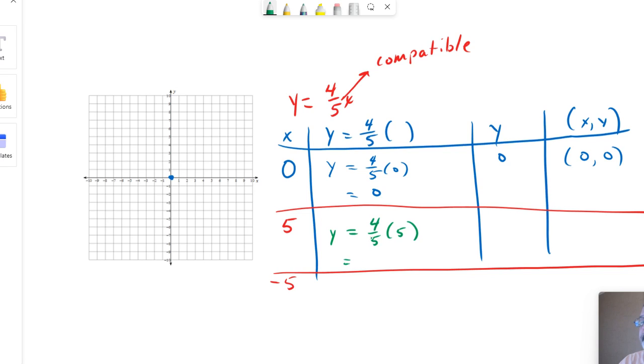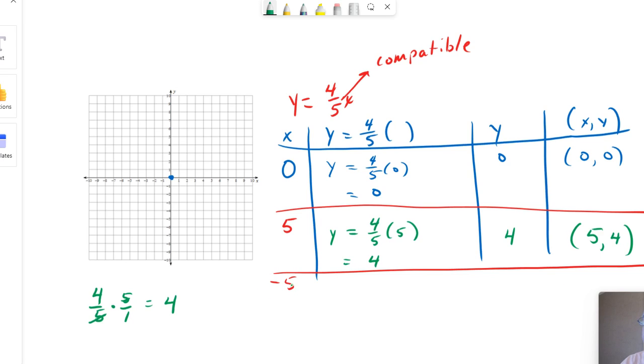And so now what's 4/5 times 5? Let's come over here to the side. We got 4/5 times 5 over 1. Look at that. Those 5's cancel. That's what I want, because that gives me a whole number value, 4 over 1, which is 4. So that gives me 4. So that gives me a y value of 4. And so I have an ordered pair of 5, 4.